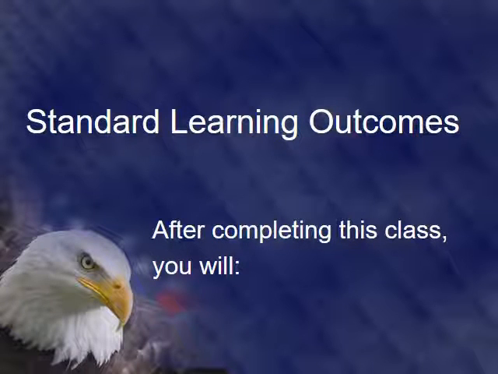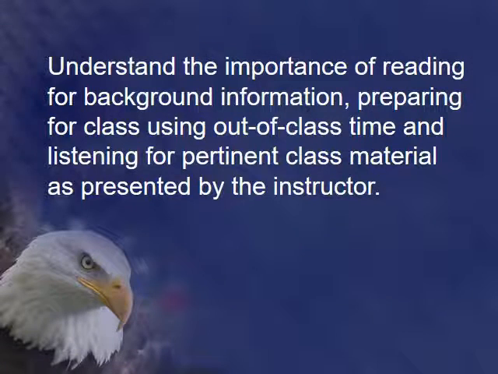Let's look at our standard learning outcomes. These are the things that the community colleges in the state of Texas say you should know when you finish this class. The first of those is to understand the importance of reading for background information, preparing for class using out-of-class time, and listening for pertinent class material as it's presented by the instructor. Since this is an online course, I'll present by way of lectures online using video. I will do everything I possibly can to go through as much of the material in each chapter and explain it to you, and you should be taking notes, but more importantly, you need to read each chapter that is assigned to you every week that it is assigned. This first week, for instance, you will have to read 2 chapters, chapter 1 and chapter 2. We're going to rush through chapter 1 and spend a lot of time on chapter 2, which is the chapter on the Constitution.